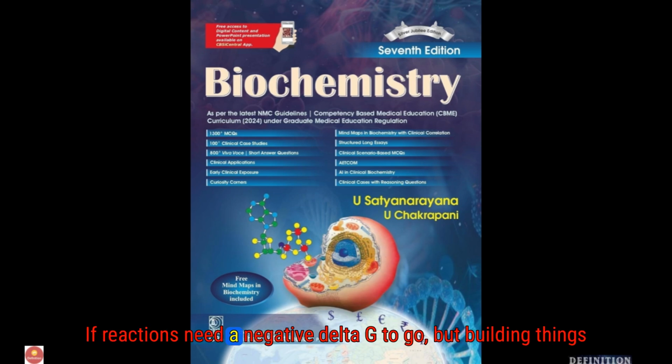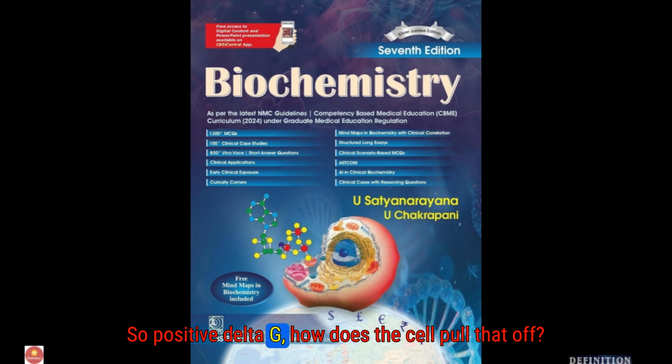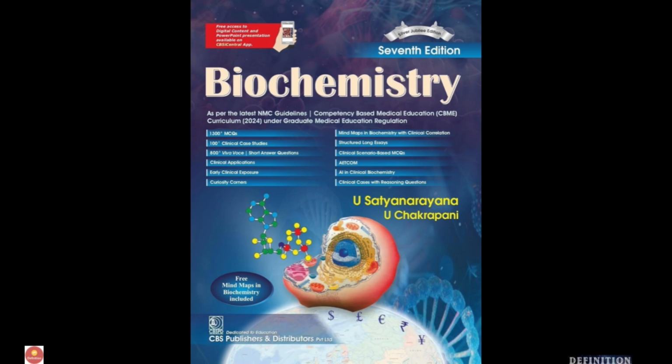Okay, wait. If reactions need a negative delta G to go, but building things, anabolism, often requires energy, so positive delta G, how does a cell pull that off? Seems like it shouldn't work. But here's the cell's trick. It's coupling. Delta G values are additive, you see.